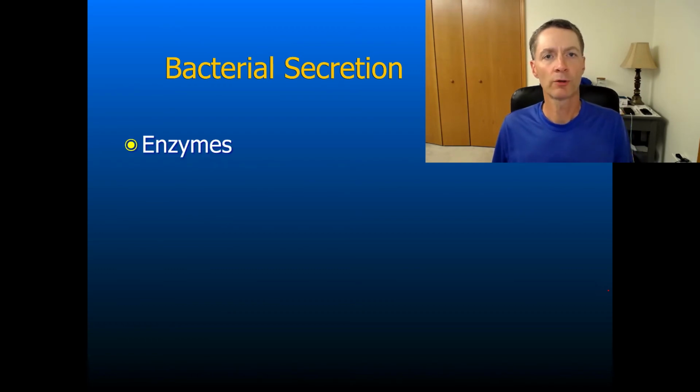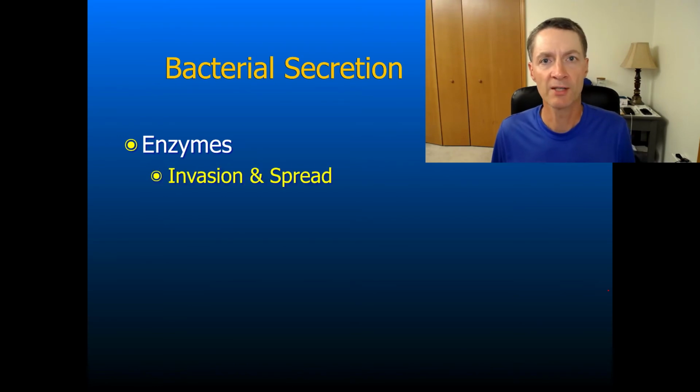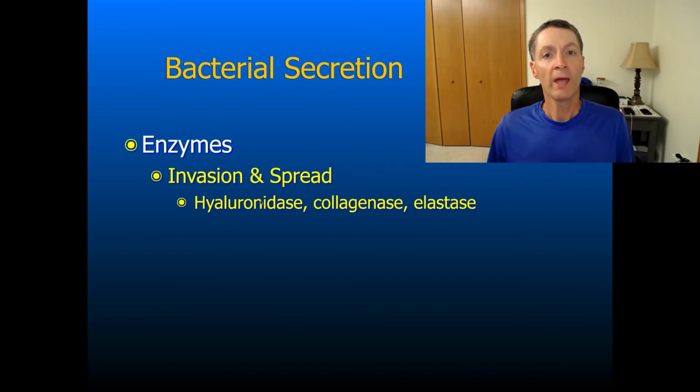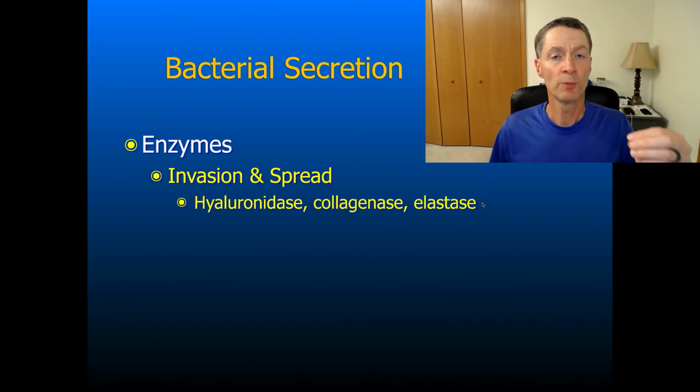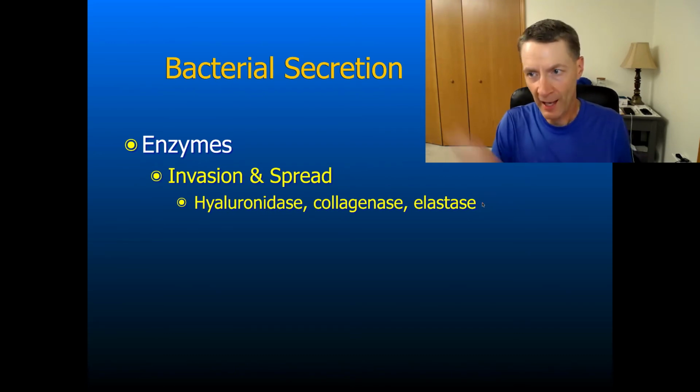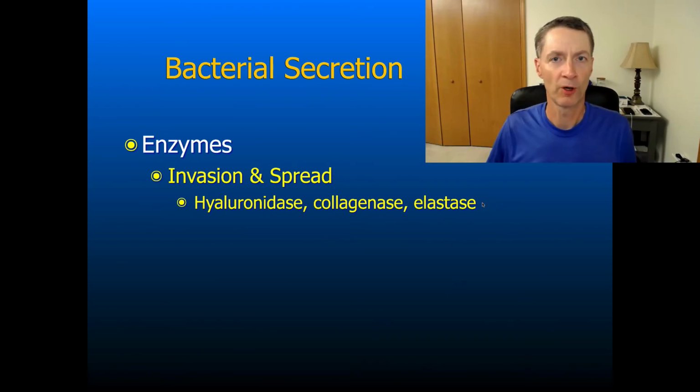One example of a secretion that bacteria will produce would be enzymes. Enzymes that are useful for invasion and the spread of that bacterium in the human system. And some of them might include hyaluronidase, collagenase, elastase. We happen to have hyaluronic acid, collagen, and elastic fibers in our system. They're all part of connective tissues. They're everywhere. And in order to be able to move around, invade, and spread throughout our system, these bacteria produce enzymes like these to chop down. It's like hacking through a really dense forest to get somewhere, right?